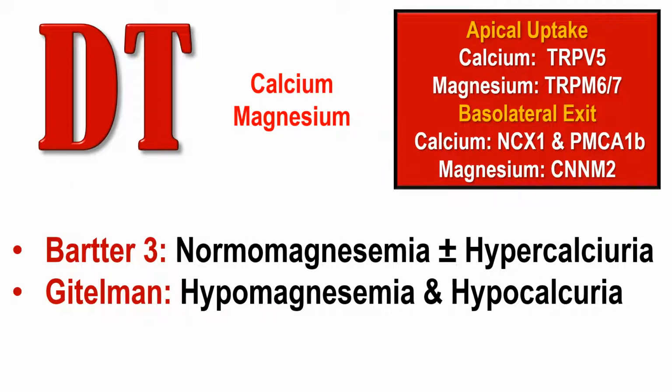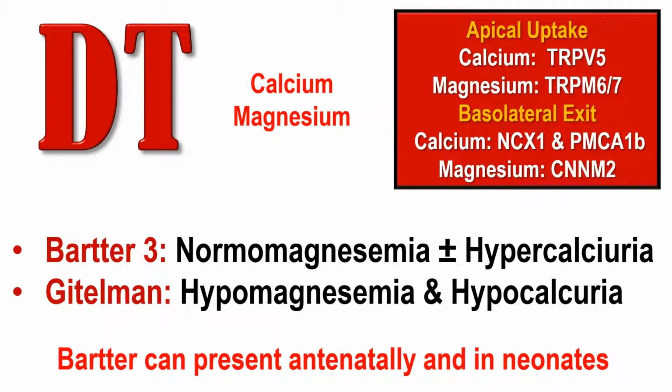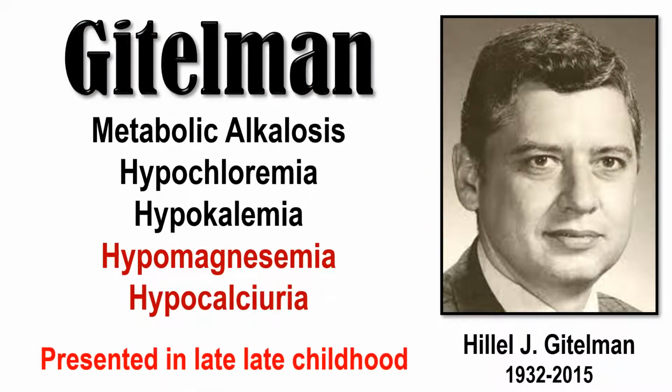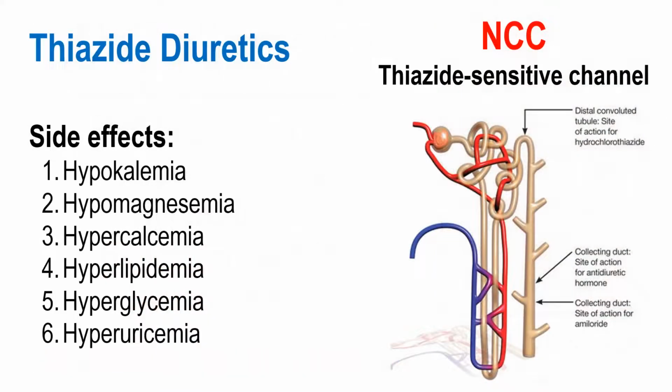So Bartter 3 is normomagnesemic and hypercalciuric, while Gitelman is the reverse, actually, hypomagnesemic and hypocalciuric. Bartter can present antenatally in neonates, while Gitelman in older children. So this is Gitelman syndrome, associated with hypomagnesemia and hypocalciuria. Gitelman is actually like thiazide diuretic action, producing a lot of similarity in electrolyte disturbance.